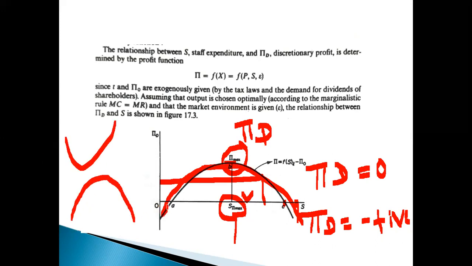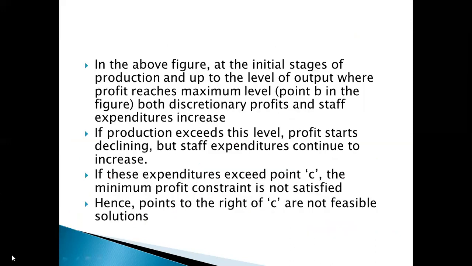So this curve, the staff expenditure discretionary profit curve, is an inverted U-shaped one, which shows that initially there is a positive connection between staff expenditure and discretionary profit, but after reaching a maximum level at point B, both are related negatively, meaning as staff expenditure increases, discretionary profit falls. The same thing is given in this slide.